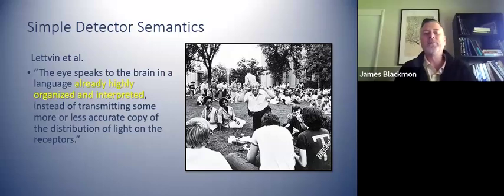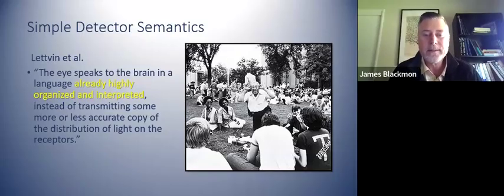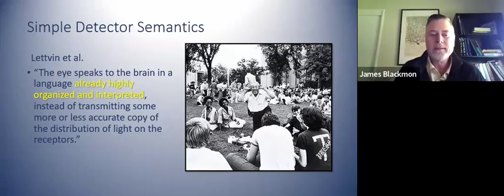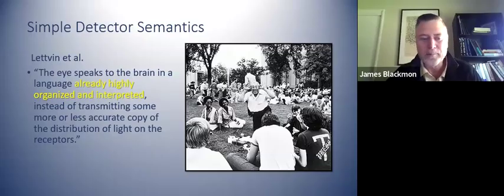And so their general thesis was the eye is perceiving, not the brain. The eye speaks to the brain in a language already highly organized and interpreted, instead of transmitting some more or less accurate copy of the distribution of light in the receptors. And I just saw that I went over a minute. So we'll pick this up next time.